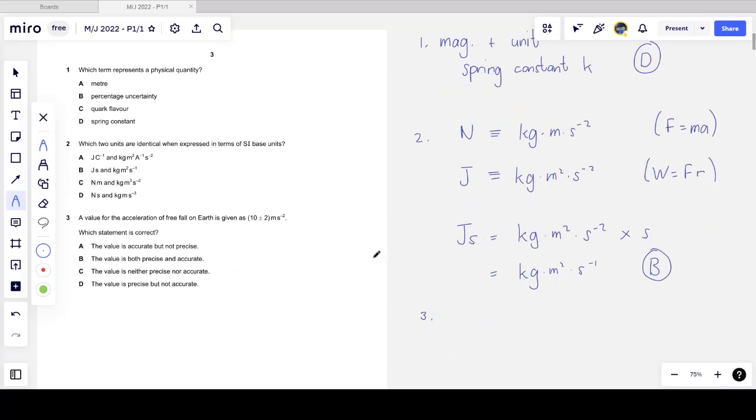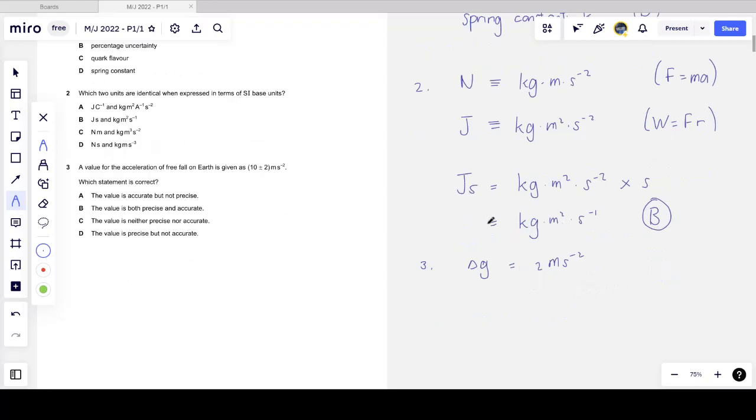Question 3 tells us that a value for the acceleration of free fall on Earth is given as 10 plus or minus 2 meters per square second. Now we know that indeed g is 9.81. So some experiment gives us a value of 10 with an uncertainty of plus or minus 2. So what this means is our uncertainty, or absolute uncertainty, delta g, is 2 meters per square second. Now, let me write this. It's not necessary, but let me write this as an uncertainty.